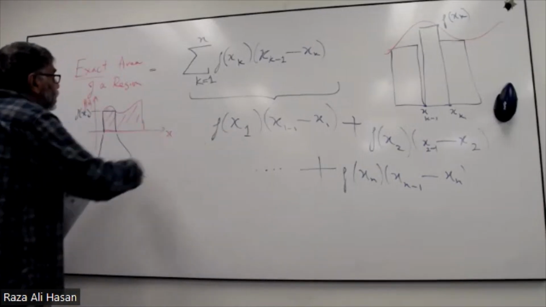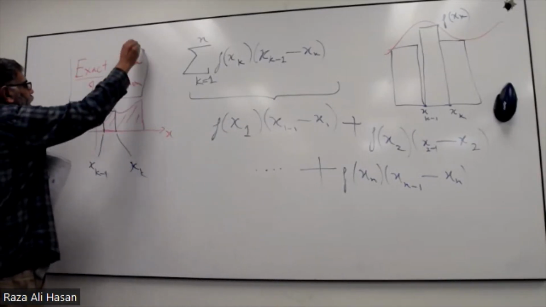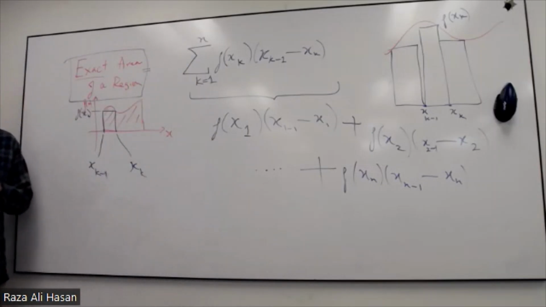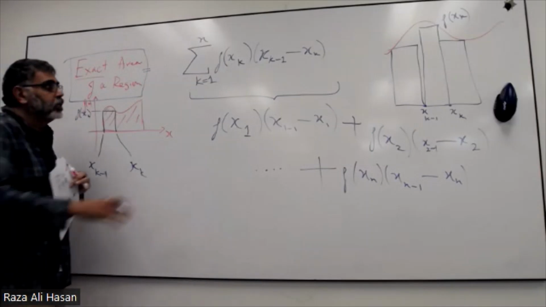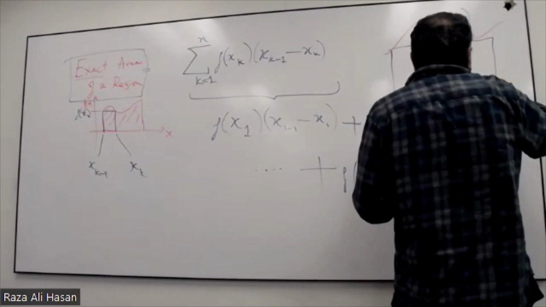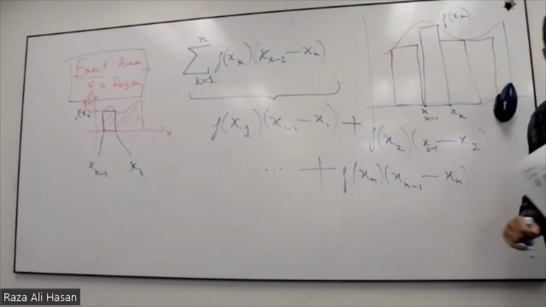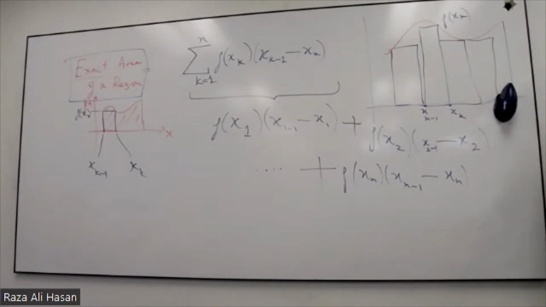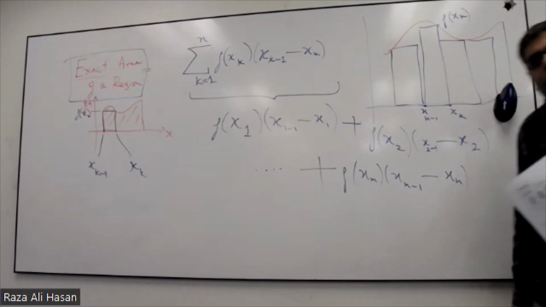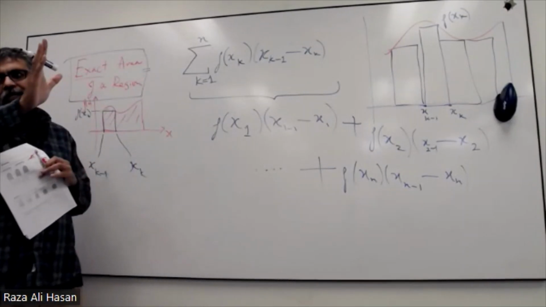Okay, now that's what this is. And what I have on this side, it says exact area. Is this the exact area? And the answer is this thing gives you the sum of n rectangles below this curve here. And I think it is not, yes. Because n is not infinite yet.